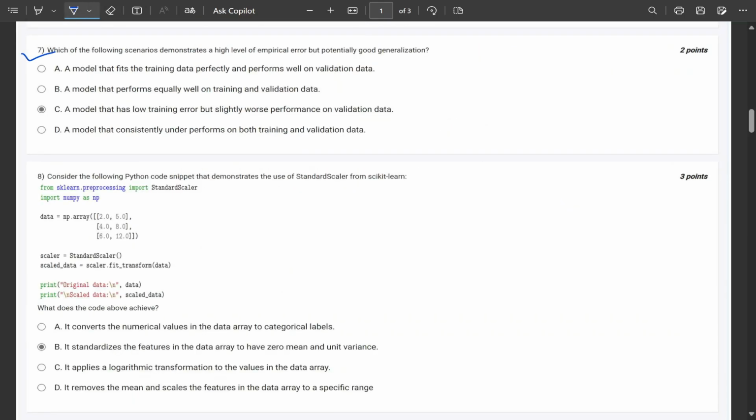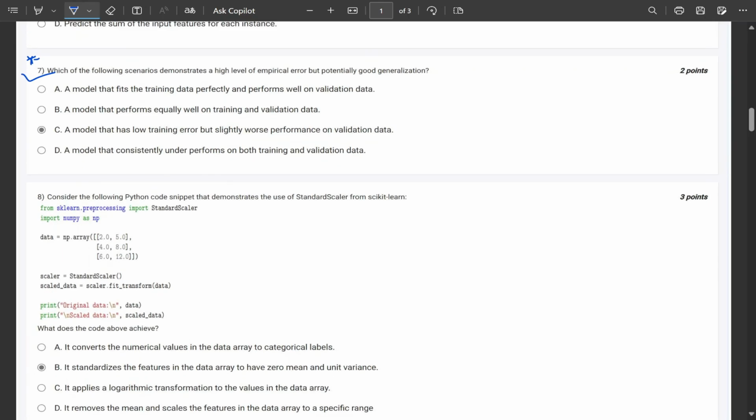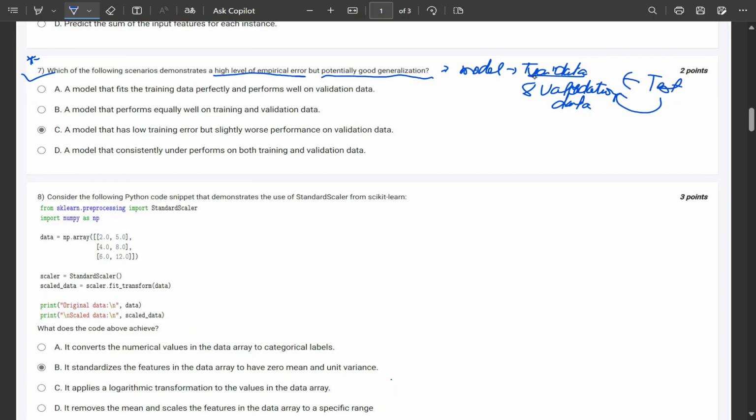Next question is very important and I have seen it repeated many times. So this is a very important one. Which of the following scenarios demonstrates a high level of empirical error but potentially good generalization? So what it asks is that you have a model on which your train data and validation data should be such that when you input your test data, it would generalize well. So it should not overdo your training data and your validation data. There are a lot of options given there. Let's see. A model that fits the training data perfectly and performs well on validation data. If it does well on validation data, then there is no high level of empirical error.